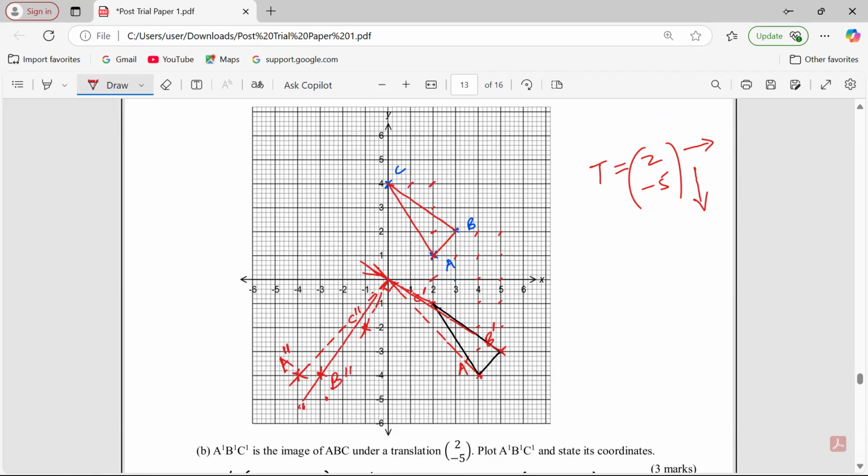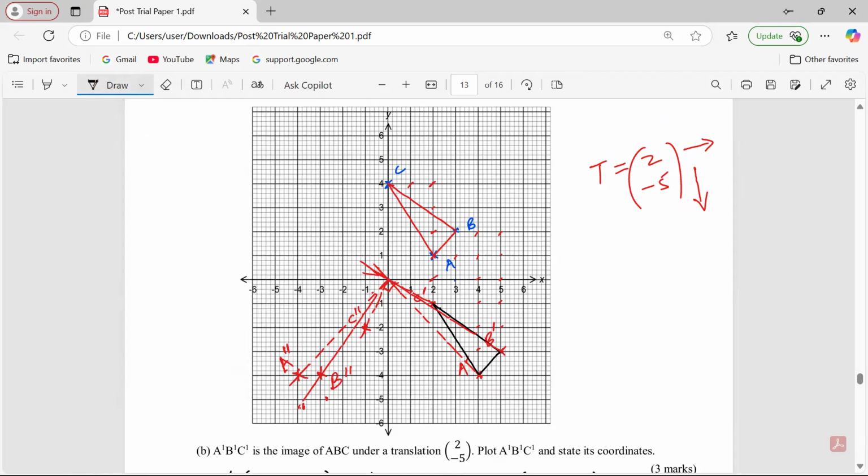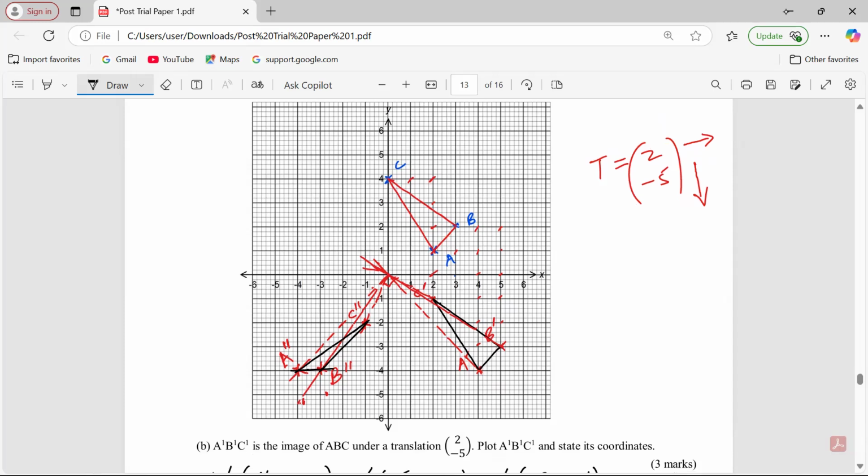So I'm going to use a very different ink. Join A to C, then to B, then B to A. That way, so we are having our new triangle that way.